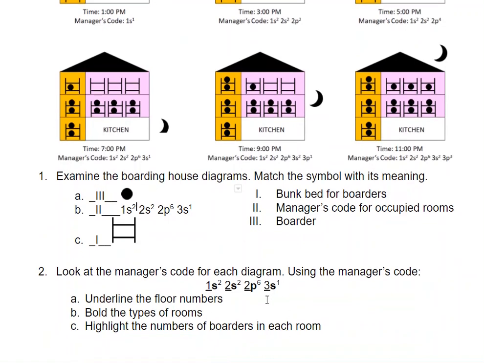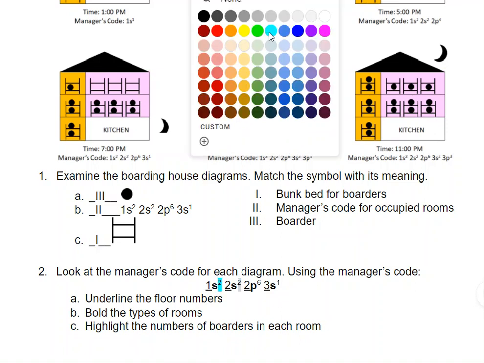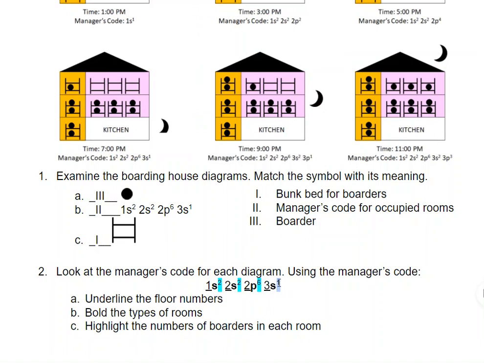So looking at the manager's code here, we want to underline the floor numbers. So my floor numbers are 1, 2, 2, and 3. The types of rooms are in bold. That's going to be the S, S, P, and S. And then we need to highlight the number of electrons here. So there's 2 there, 2 there, 6 here, and 1 here.